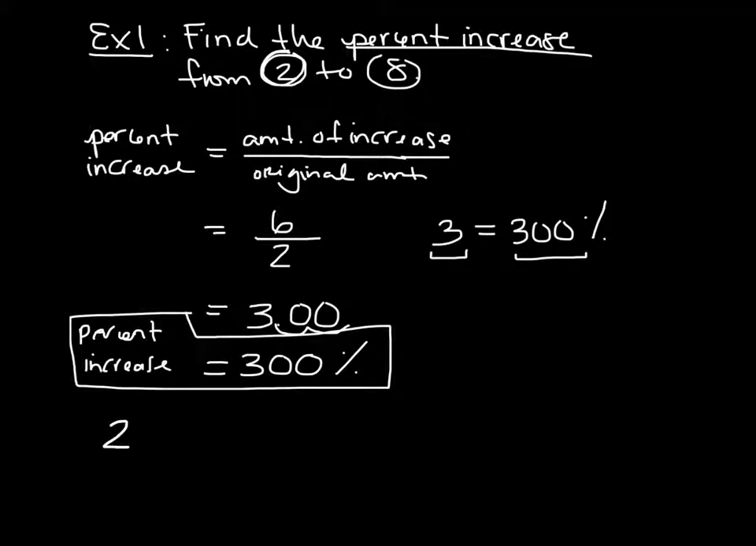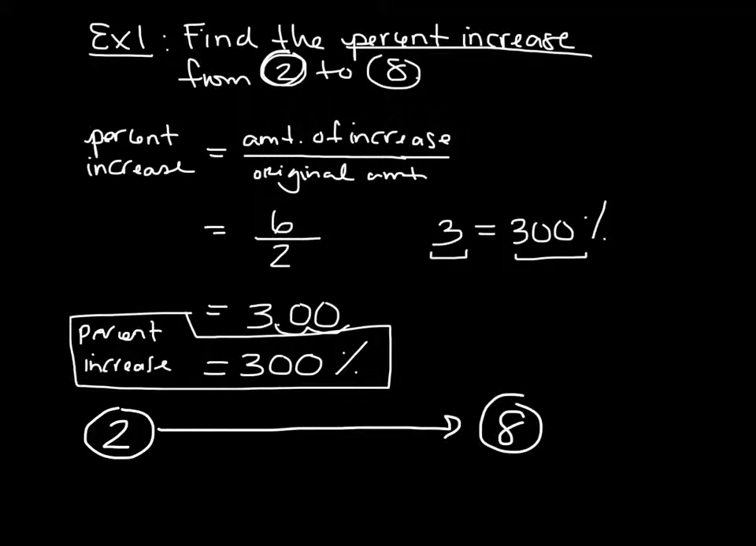This was our original amount. And we went all the way to 8, to our final amount. And again, 2 can represent, we can be talking about $2 million to $8 million. If you started with $2 million and, I don't know, 20 years later, you end up with $8 million, or even 5 years later, it'd be nice. That's a pretty big jump. So does this make sense that it's a 300% increase?